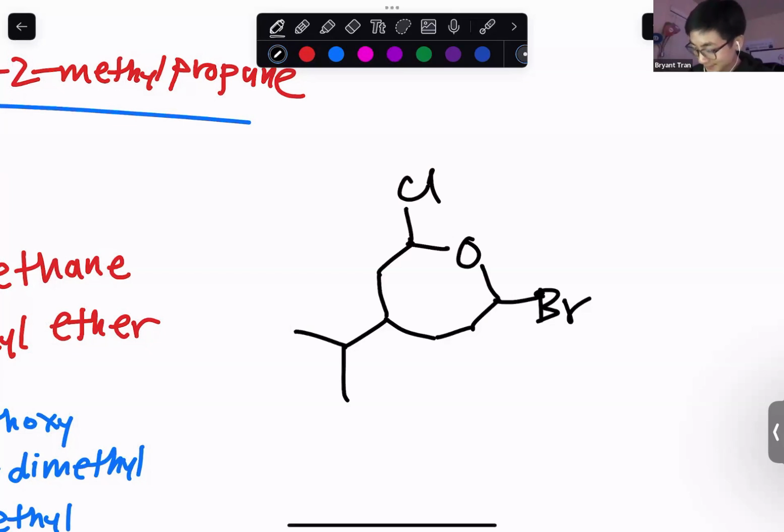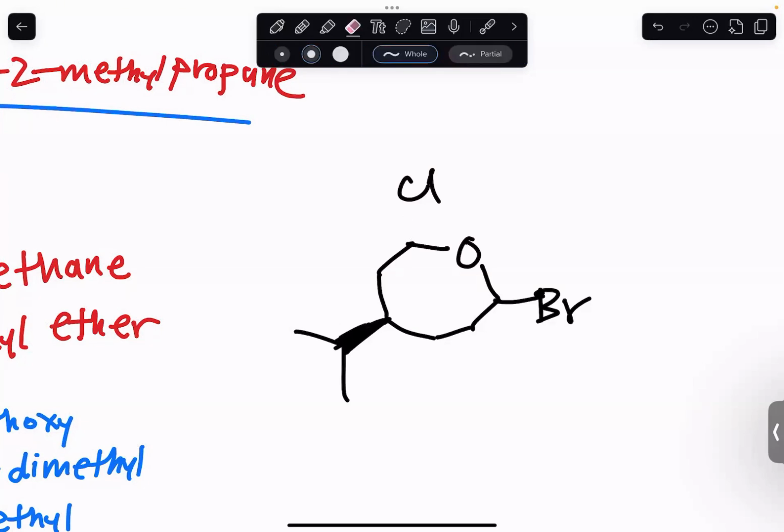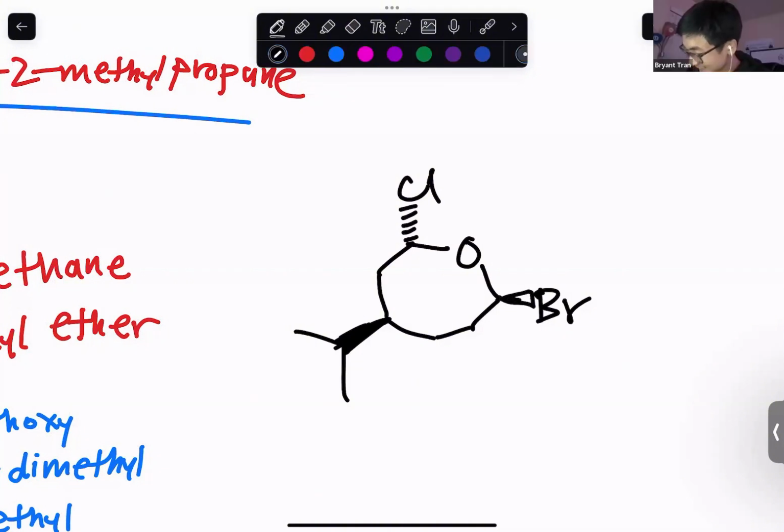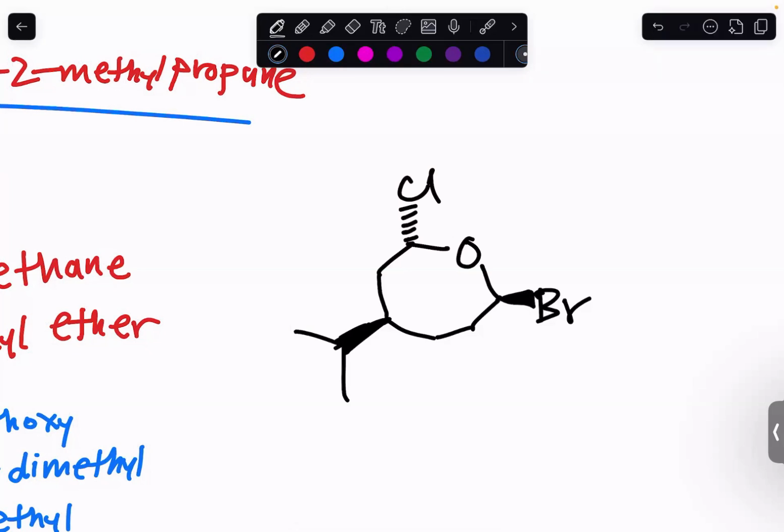Let me make it a little bit tougher for you guys. Oh yes, stereochemistry. R and S. Oh my god.